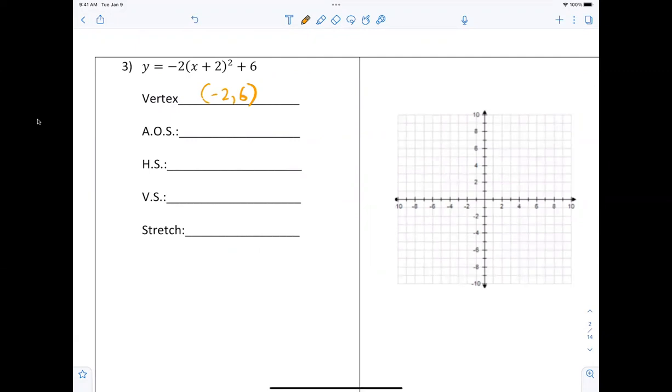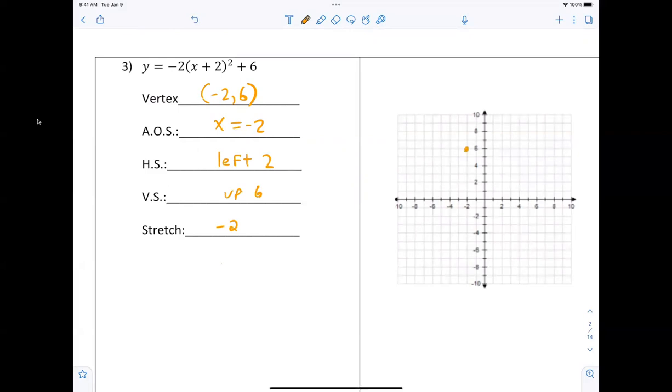Axis of symmetry, someone? No, X equals -2. X equals -2, horizontal shift, opposite. Right. No, left 2. Left 2, vertical. And then our stretch is technically what? Stretch is -2. The -2 just reminds you it's going down. All right, so now everybody plot the point -2, 6.